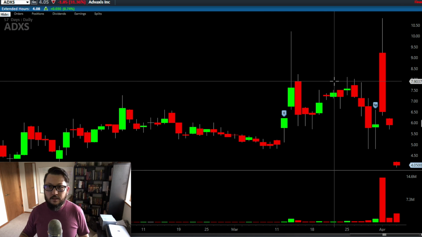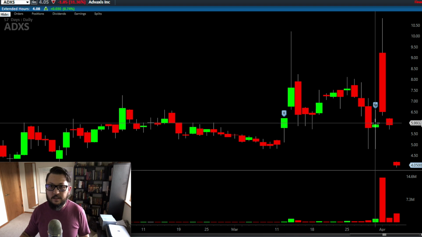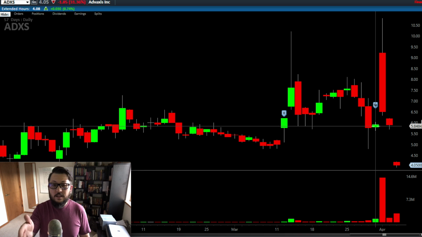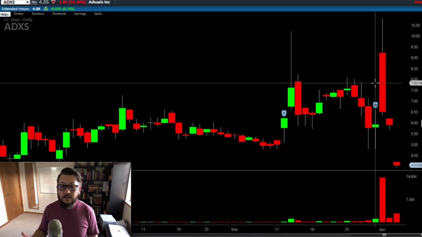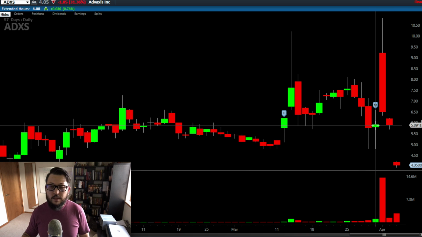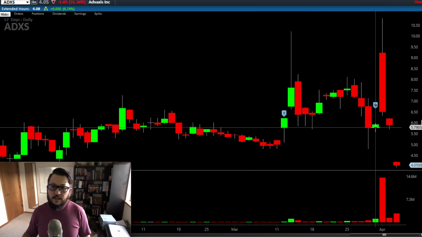So if we zoom in a little bit, we can see right here, which was last Friday, March 29th, that was the day of the reverse split. They did a 1 for 15 reverse split that day. And on the day that I entered it, most of the platforms I have had not updated the charts because of the reverse split yet. So it looked like this candle was like 15 times higher than it actually was, saying that it was up a few thousand percent or something. But this is what the chart actually looked like once they adjusted the previous prices for the split.